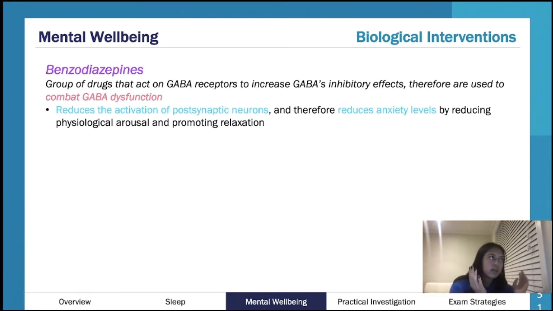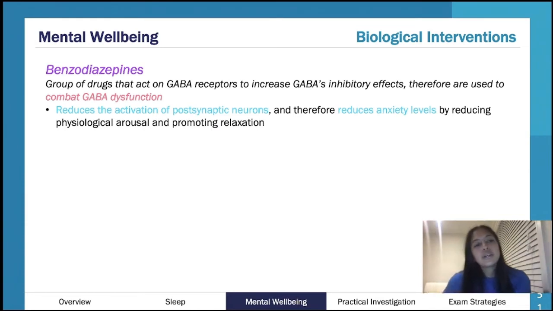If you remember, okay, GABA dysfunction is a biological contributing factor. How should I fix that? Oh, benzodiazepines. Okay, then that's the intervention. Hopefully that makes sense. You can think of them as pairs, rather than here's 6 contributing factors I have to remember and here's 6 interventions. You can just think here's 6 pairs of things that I have to remember.